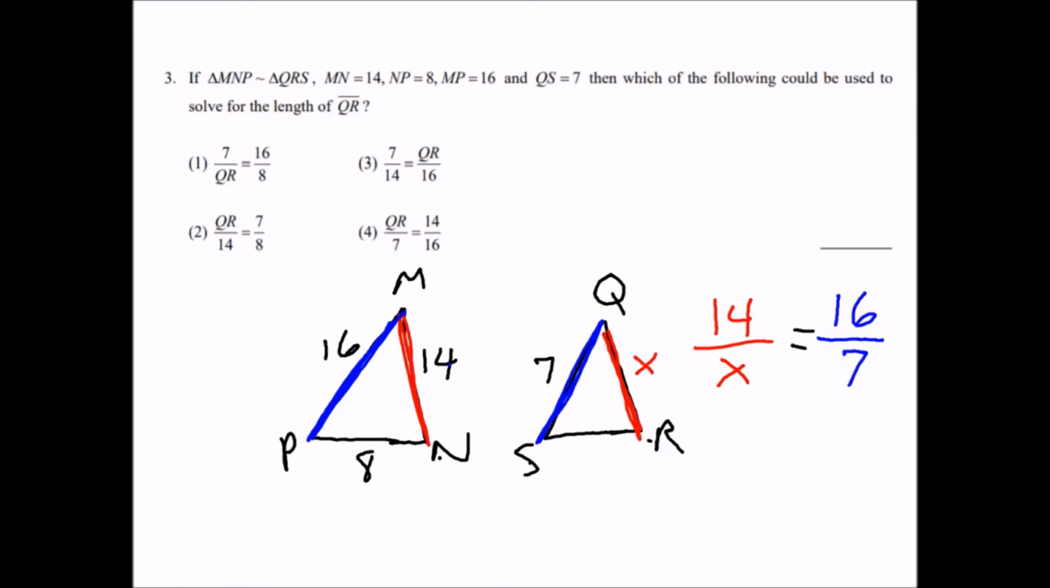Now if we take a look at our choices, they're calling X QR. So we need to find the proportion where we multiply QR times 16 and then 14 times 7. So 14 times 7, but we need QR times 16, so it's not that one. Let's see here, 7 times 14, yep, QR times 16, yep. So I'm going to go with choice number 4.